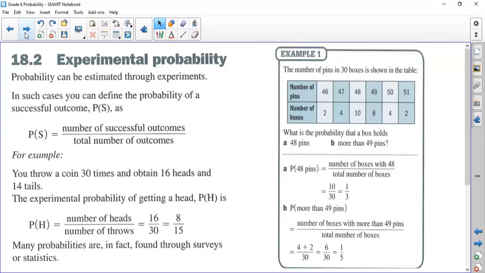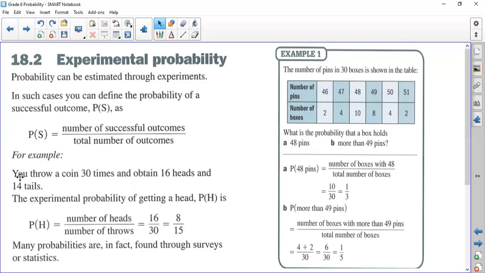First of all, we'll start with experimental probability, and then we'll pass to the theoretical one. What is the experimental probability? We denote the probability with PS, which is the probability of a successful outcome. So how can I find this? It is the number of successful outcomes over the total number of outcomes.